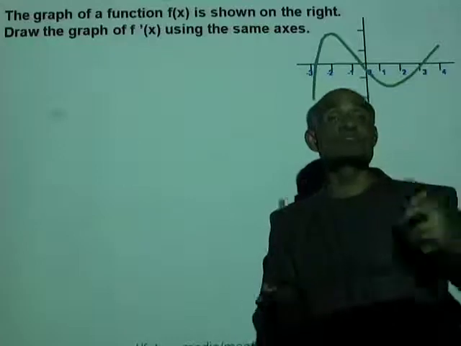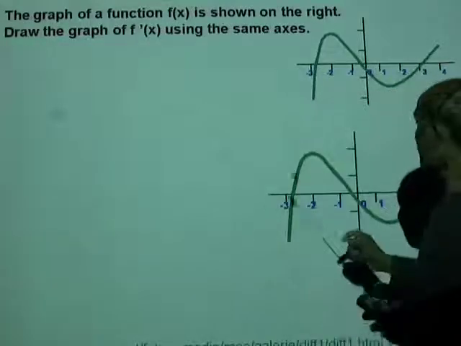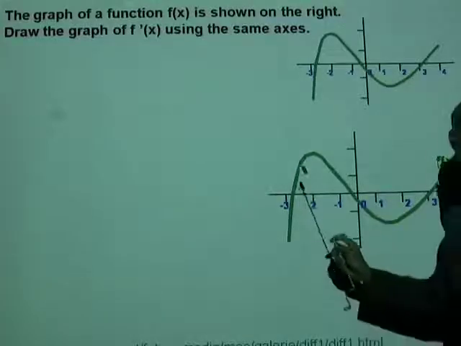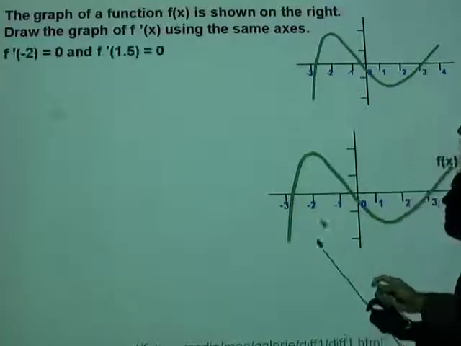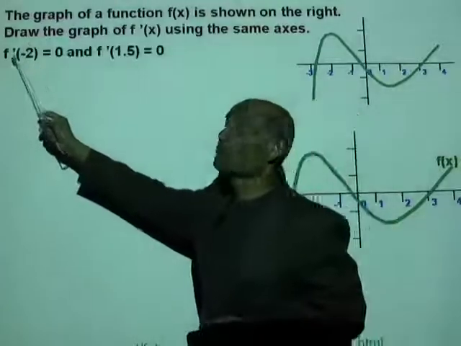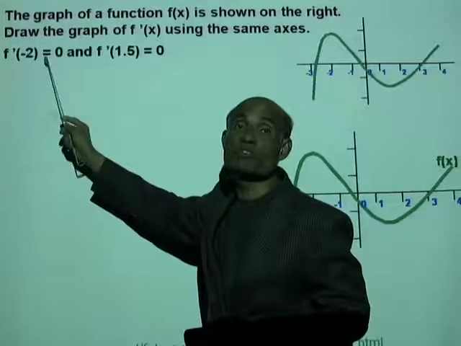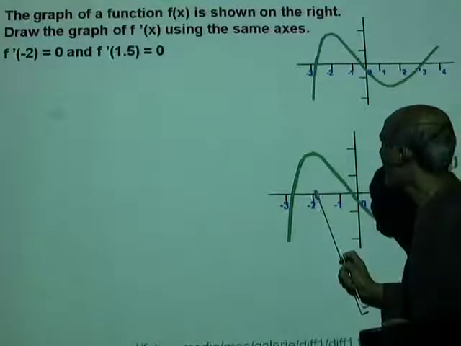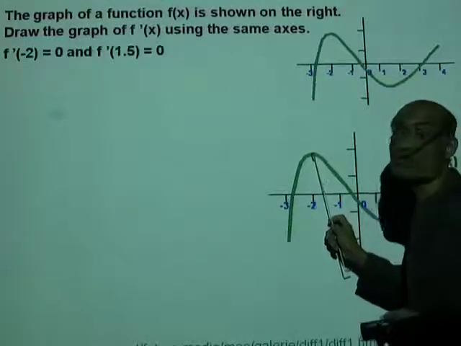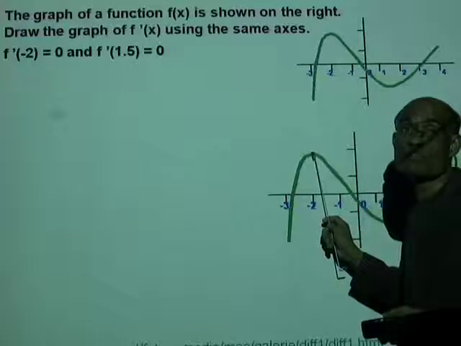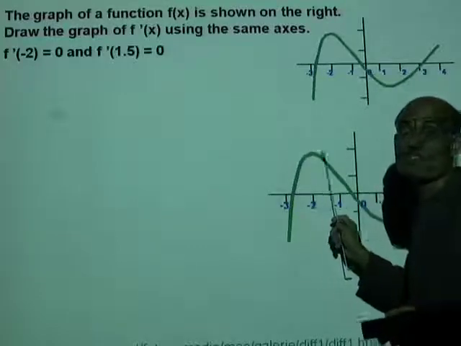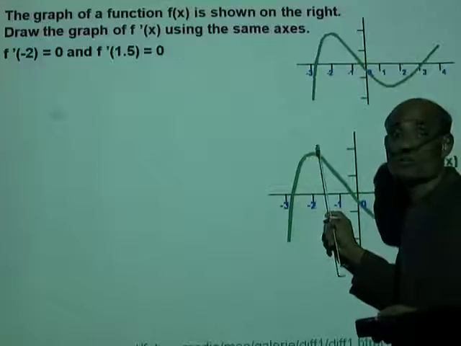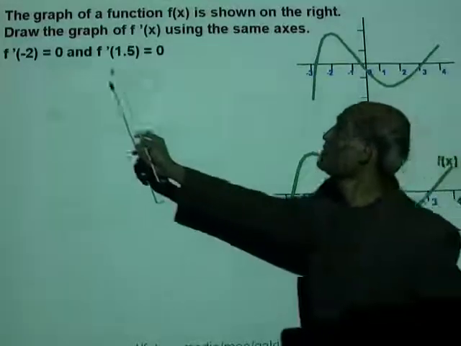the derivative is 0. So we will say, well, this is where I'm going to draw the derivative graph. Alright, let's start by saying f prime of negative 2 equal to 0. What does that mean? The derivative of the function at x equal to negative 2 is 0. Why is the derivative here 0? Because the tangent line there will be horizontal, the slope will be 0.